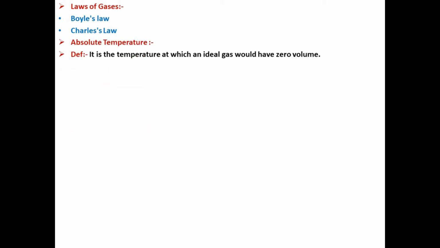We were discussing the laws of gases. We have discussed Boyle's law, now we will discuss Charles's law. But before going to discuss Charles's law, we have to know about the absolute temperature. Here's the definition of absolute temperature. It is the temperature at which an ideal gas would have zero volume.